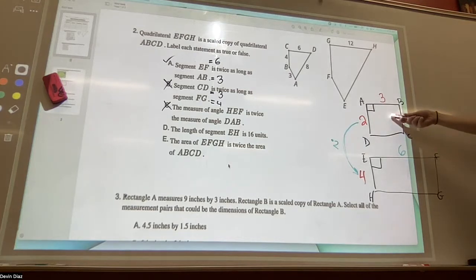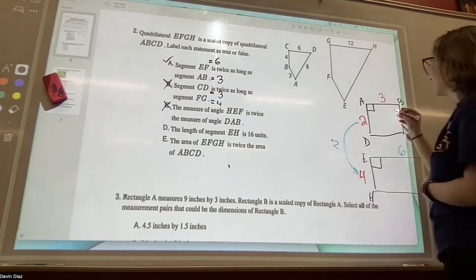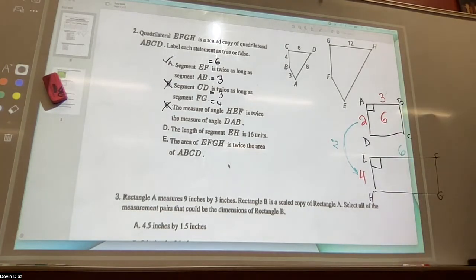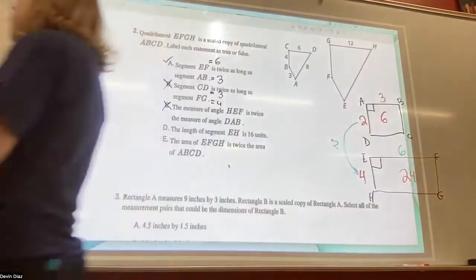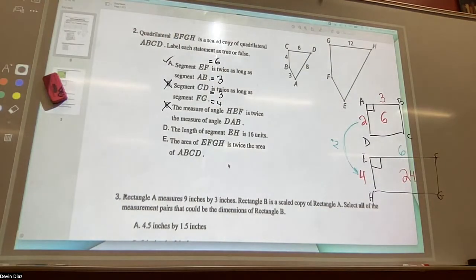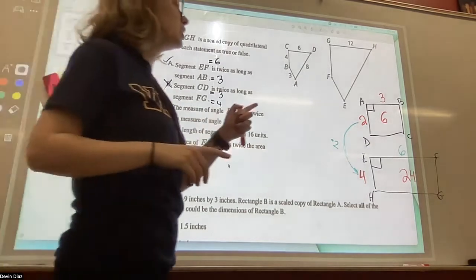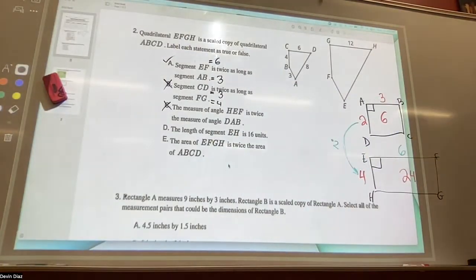What's the area of this one? Wait, I don't know. It's 6. Don't overthink it. Who can tell me what the area of this one is? So just by thinking about that, is my area twice that amount? No, it's not, because 6 times 2 is 12.